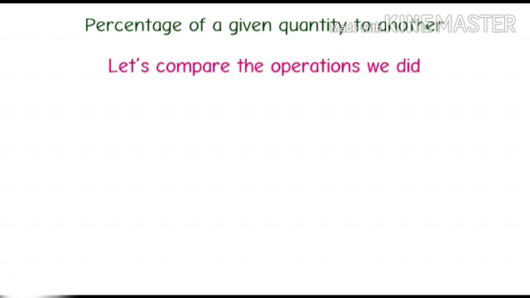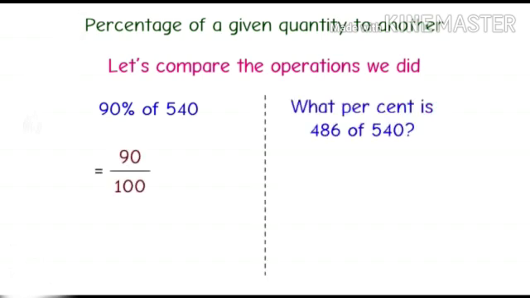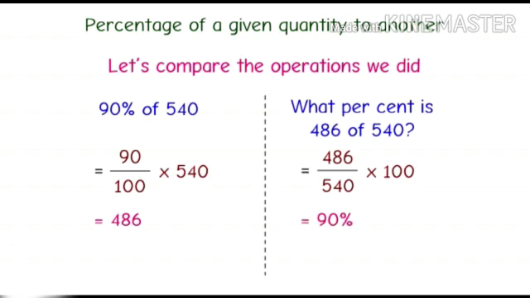(90% of 540). And what percent is 486 of 540? So, 90%, 90 upon 100 of means into 540, which is equal to 486. Here, 486 by 540 into 100, so 90%. Divided by 100. Here, multiplied by 100.